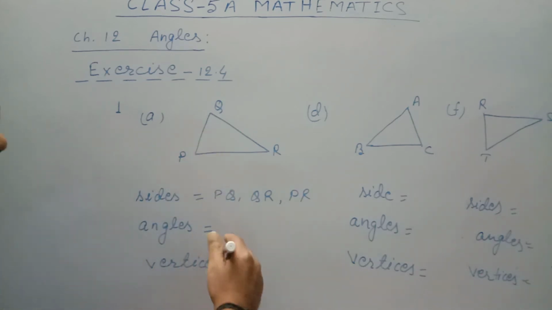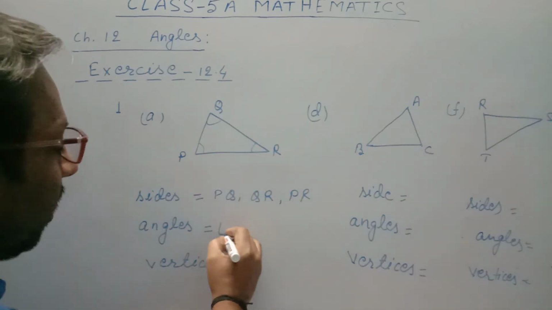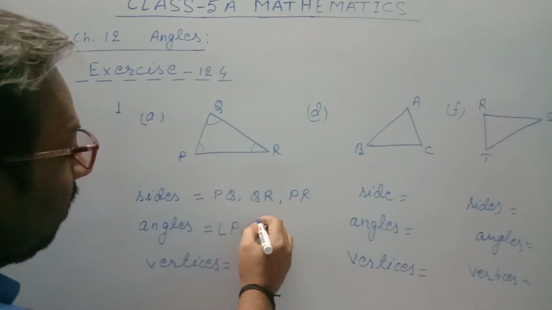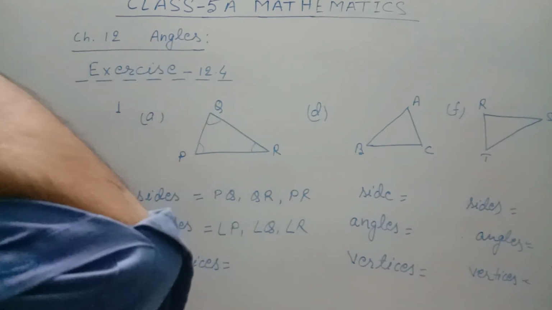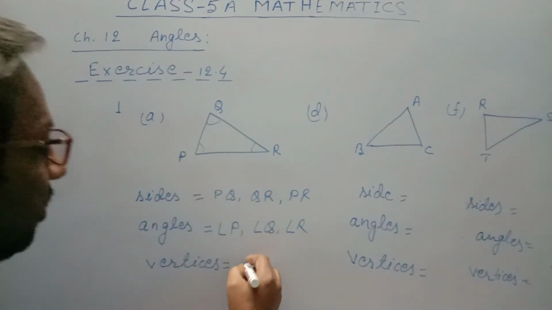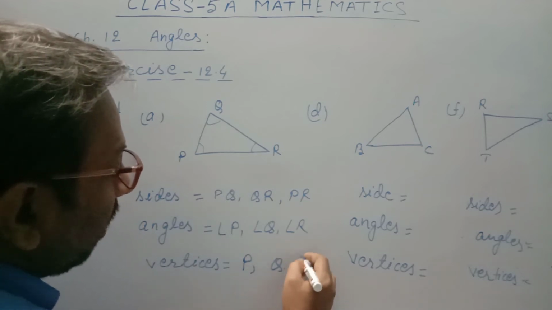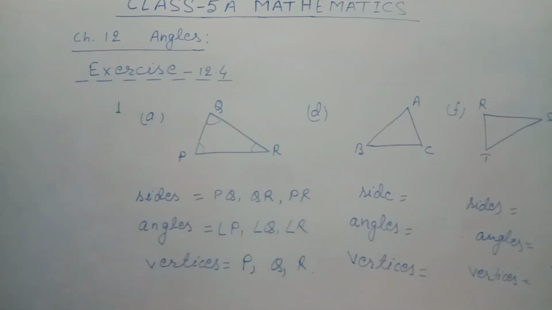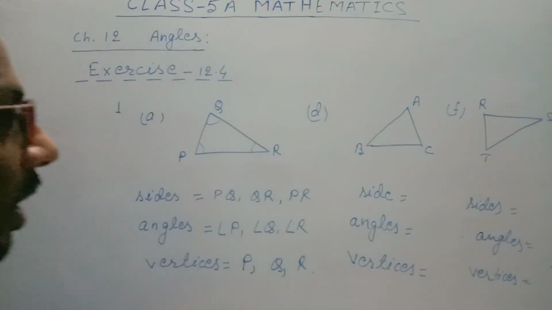Angles: there are three angles, angle P, angle Q, angle R. We can write them using this symbol, angle P, angle Q, angle R. You can write the three letter name also. Vertices: there are three vertices, vertex P, vertex Q and vertex R.